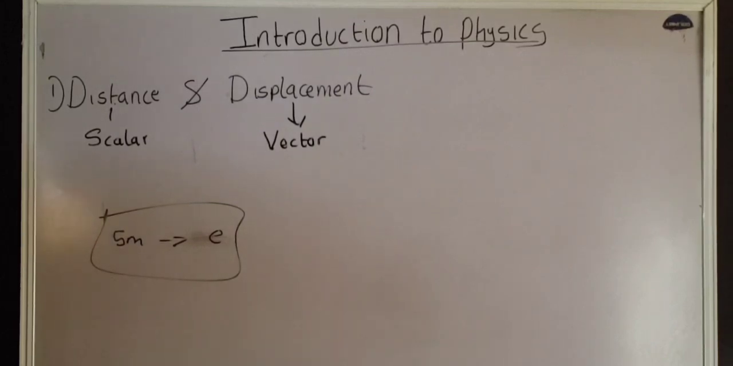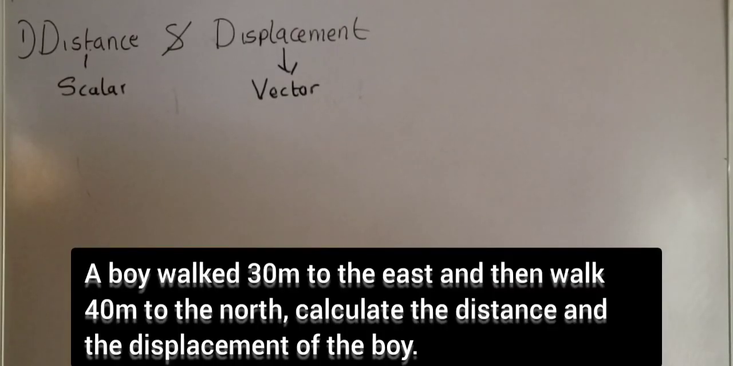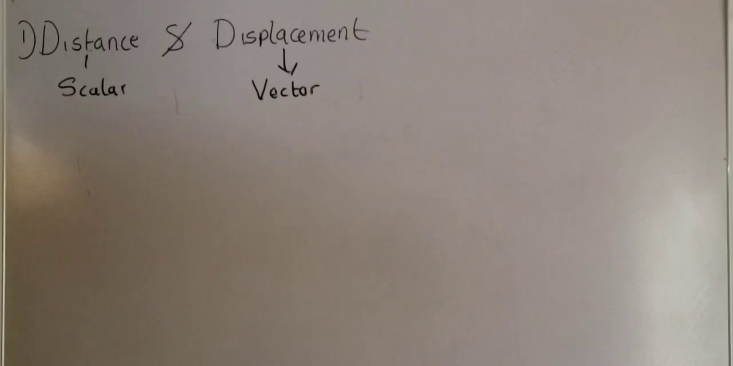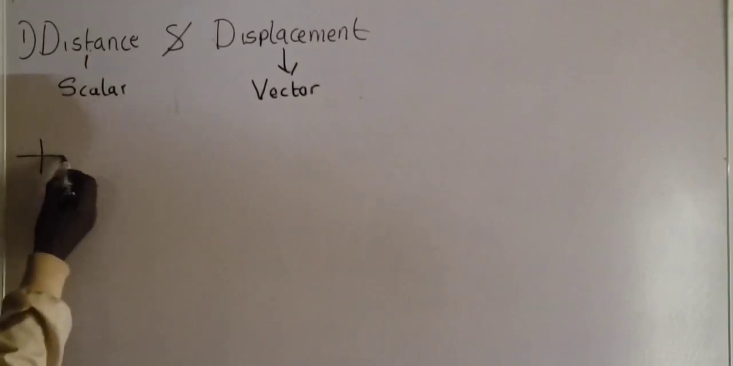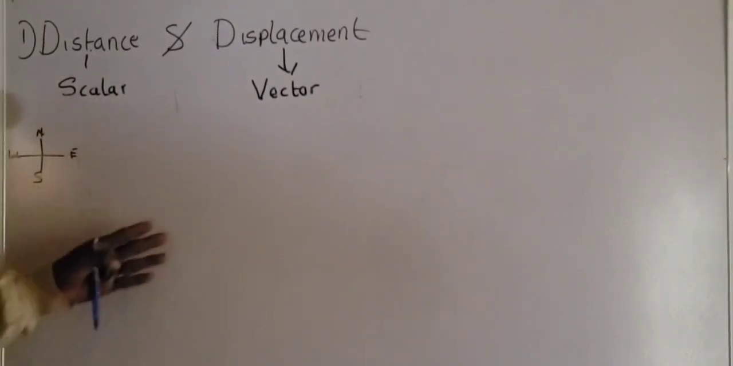Now, I want you to attempt this question. If a boy walk 30 meters eastward and then walk 40 meters northward, what is the displacement of the boy? And calculate the distance of the boy. We are told to calculate the distance and the displacement. Now, let us represent this in a diagram. These are 4 cardinal points. You understand? We have north, south, west, east.